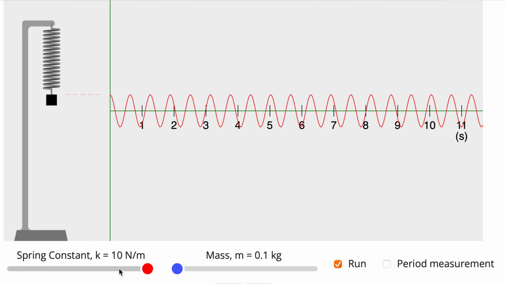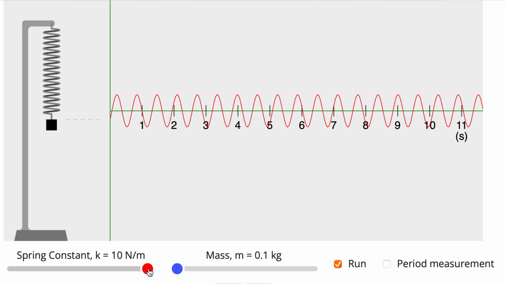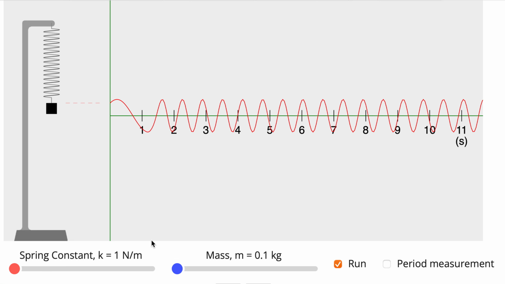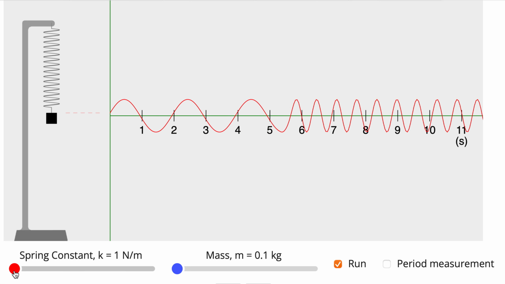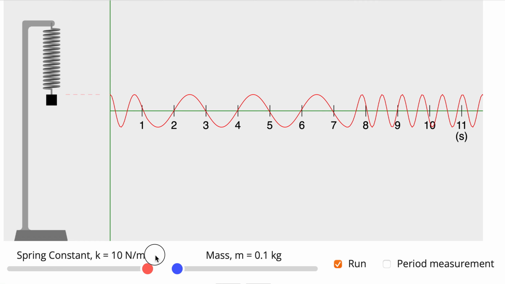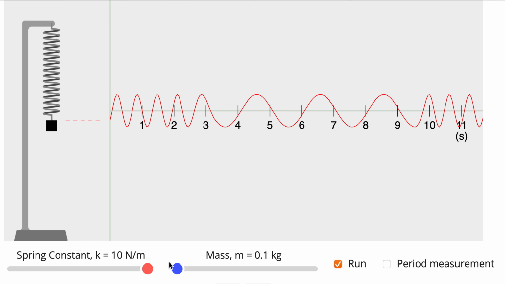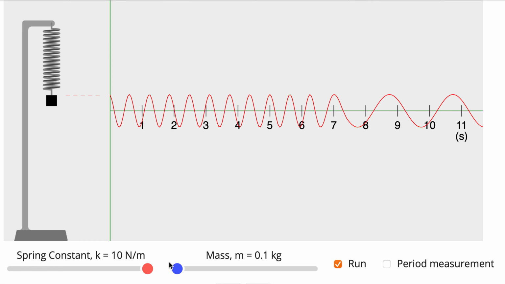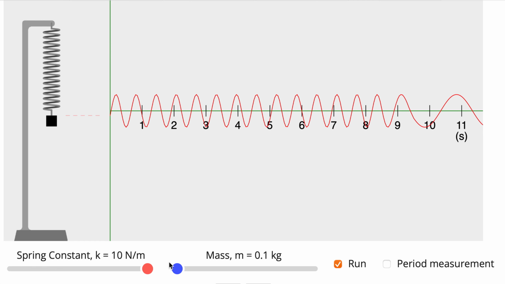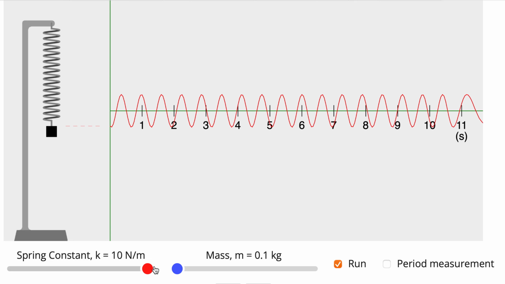So the basic relations are, let's start from the beginning here. As I increase the stiffness of the spring, notice that it vibrates faster. So in this case, does that mean that the period is proportional to the stiffness, or is it inversely proportional to the stiffness of the spring?